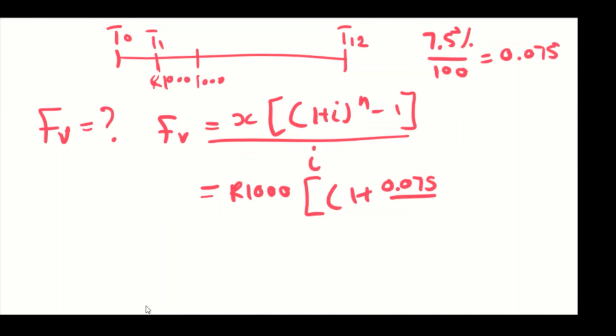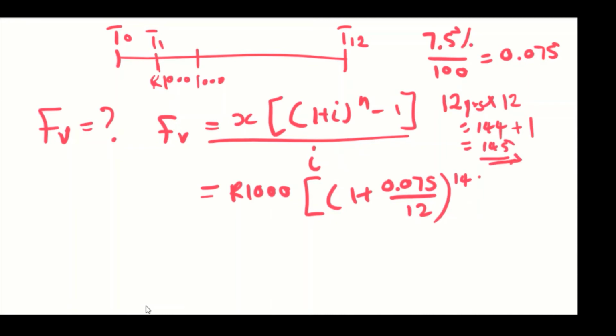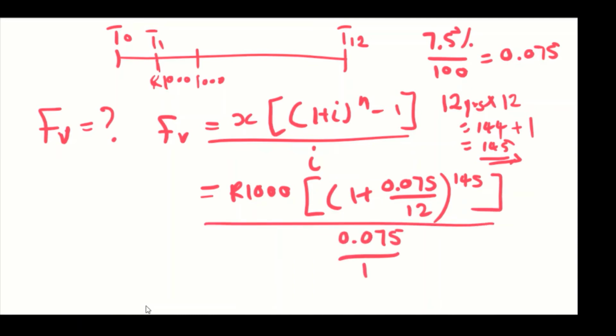So it's 0.075, and it's compounded monthly, so it's 12, to the power of 145. Remember I said it's 12 years multiplied by the 12, which is compounded monthly, which will give you 144, because we want the future value when the last payment is made immediately. So we're just going to add 1, which would be 145, right? So we're just going to have 145 here, and then divided by 0.075 over 12.